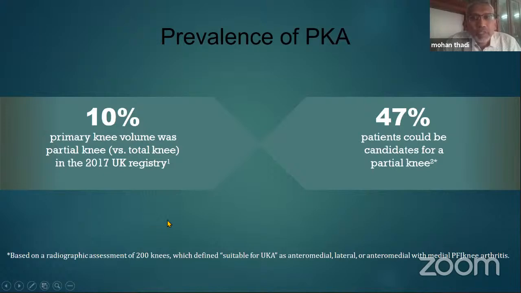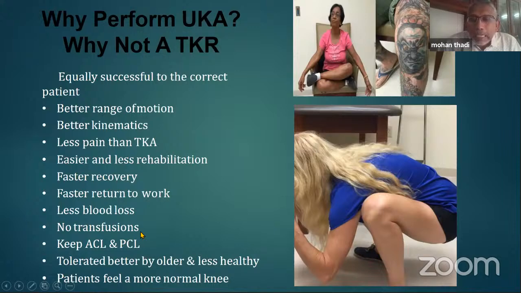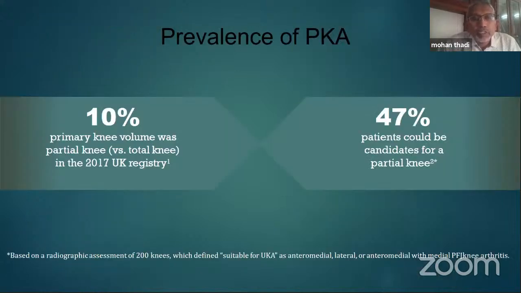Now the prevalence of partial knee, to give an idea, is about 10% in the UK, and even in my practice, I do around 10 to 15%. It is going up over the last couple of years. The other thing arthroplasty surgeons will note is that there is a high percentage of knee replacements that we do where we feel that a unicompartmental would have sufficed.